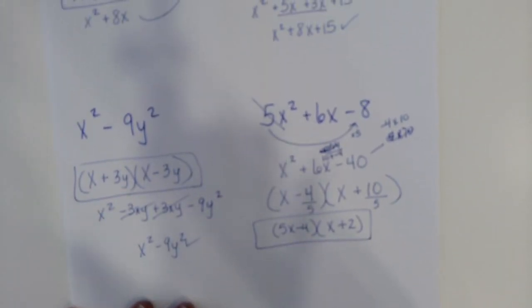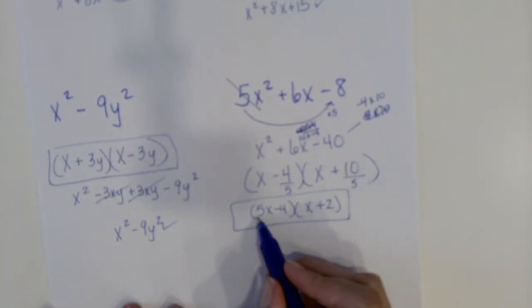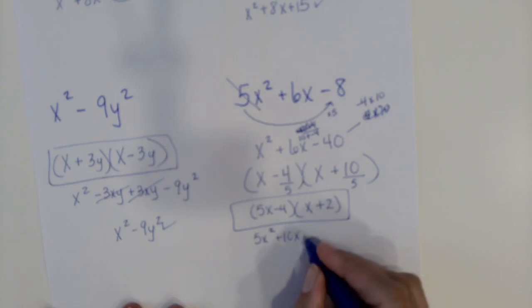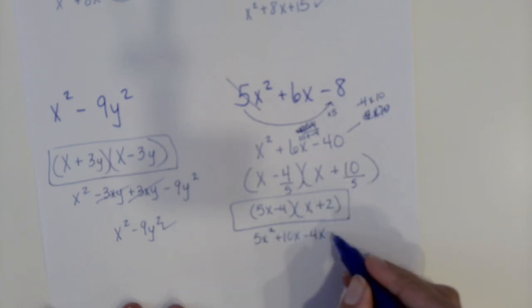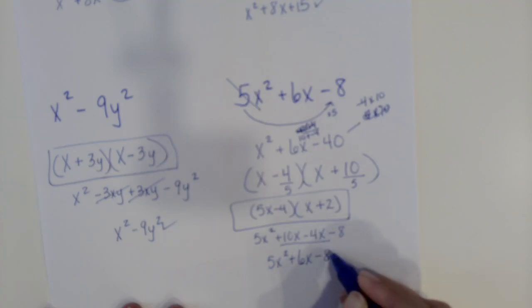If we wanted to check our work, we could. Let's go ahead and do that just to show you that you're right. 5x times x is 5x squared. 5x times 2 would be a positive 10x. Negative 4 times x would be a negative 4x. And then negative 4 times 2 would be negative 8. Combine your like terms. 5x squared plus 6x minus 8.